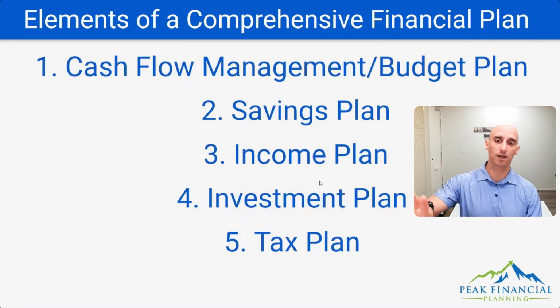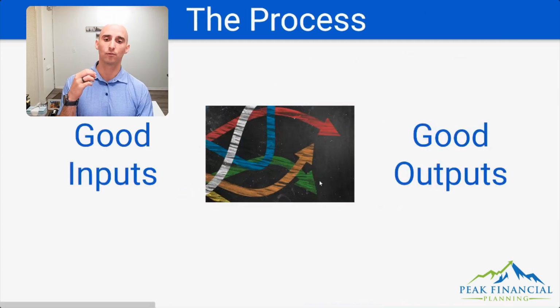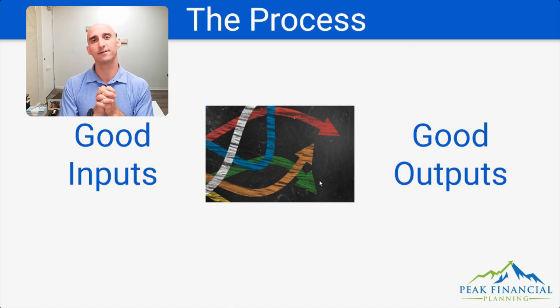Okay, so that's a quick summary of the 5 elements of a comprehensive financial plan. So what's next? It's the process. How do you actually build one? The main thing I'd like to get across in this video is good inputs create good outputs. So having good data and consolidating your financial life into one place is what will lead to good decision making.